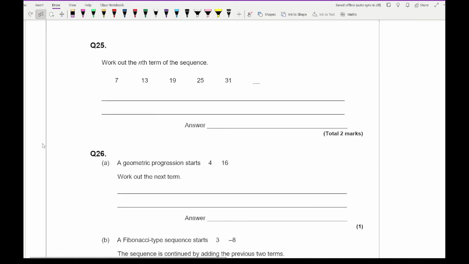Question 25 says work out the nth term of this sequence. So here I need to add 6. So I'm looking for 6n. Then what do I have to do to get from 6 to get to the first term? Well, I need to add 1. So there is my nth term.